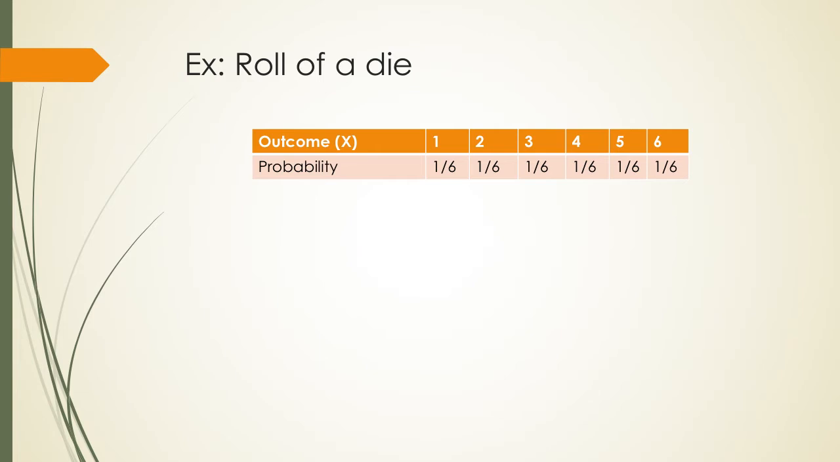Let's compute the expected value for rolling a die. Here, I've included the formal probability model. The sample space is just the numbers 1 through 6. These represent the possible values for the random variable x. Since each of these 6 numbers is equally likely to be rolled, the probability of each is 1 over 6.